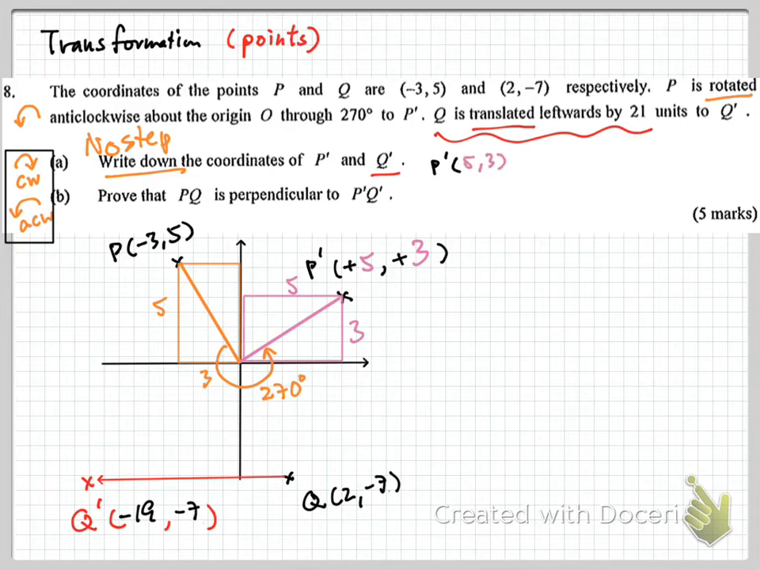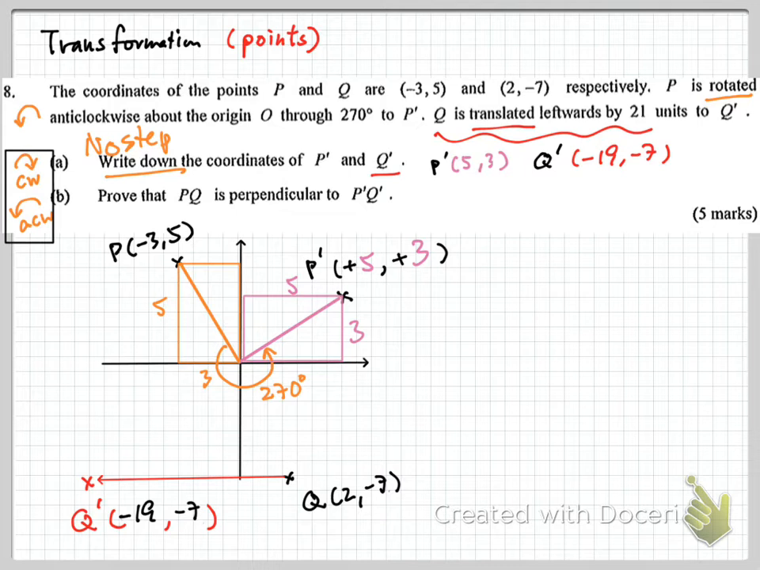Whereas Q prime goes to (-19, -7). So these are the answers in part A, right? No steps, remember. When you have to write down the answer, you just state the answer. You just write down the answer, no steps.